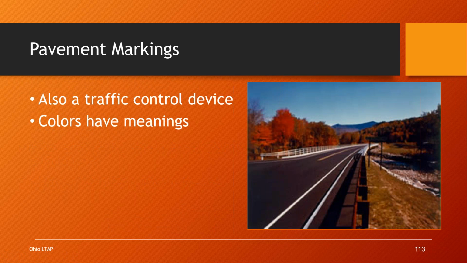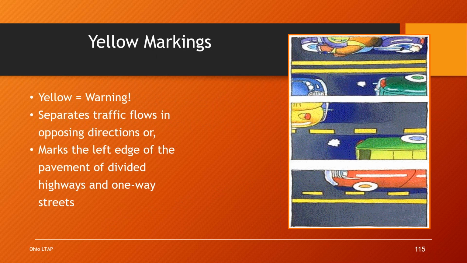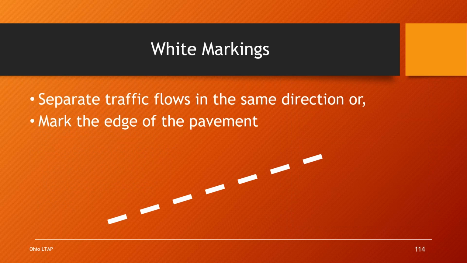And then sometimes in our maintenance activities, especially if it's going to last a few days, we need to alter the pavement markings on the roadway. Pavement markings are also a traffic control device, and the different colors of pavement markings have meanings. The white pavement markings separate traffic flowing in the same direction, or they mark the edge of the pavement, like the left edge of the pavement on a multi-lane roadway, or the white edge line on the right side of the roadway. White edge line, solid line.